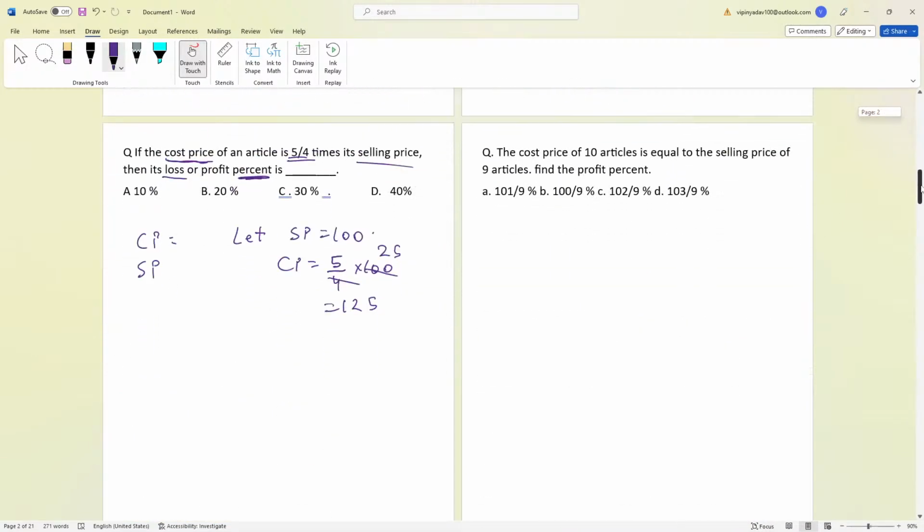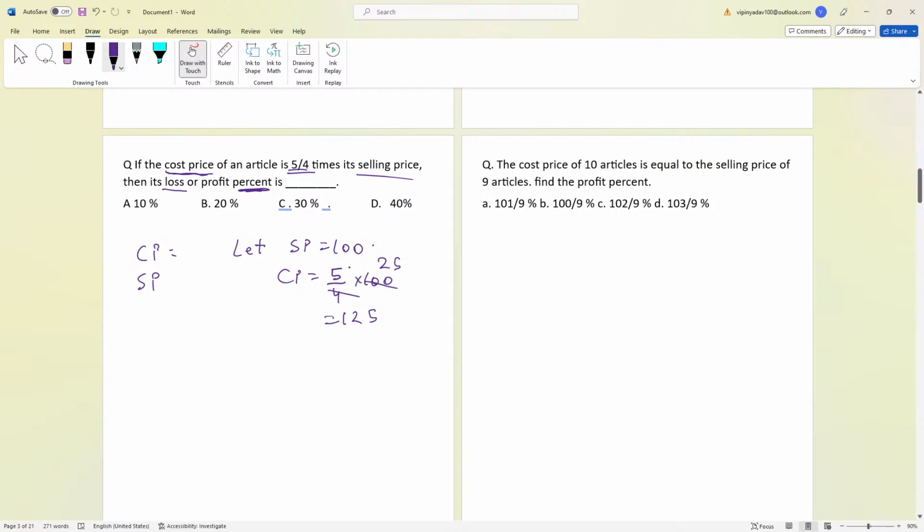Now, let us see over here. In this case you can see that the cost price is greater. If the cost price is greater than the selling price, that will be the loss. And the loss formula, I already told you, is cost price minus selling price. Now the cost price is 125, 125 minus, sorry, 100, that will be 25 we are getting. Now that is a loss.